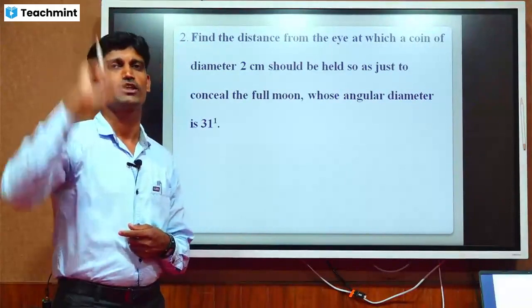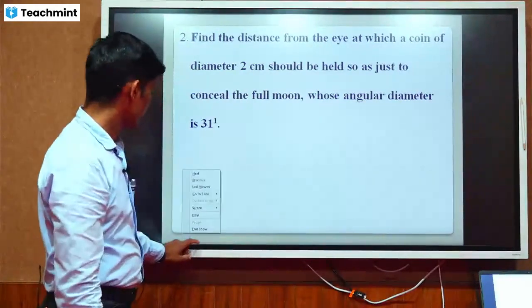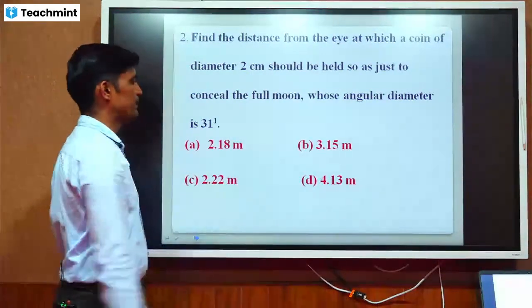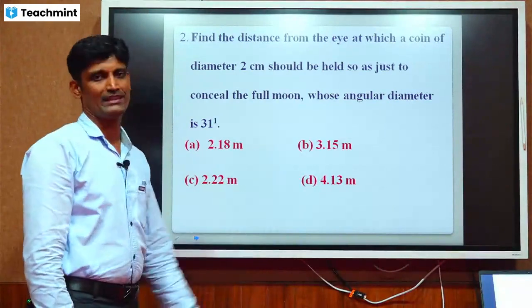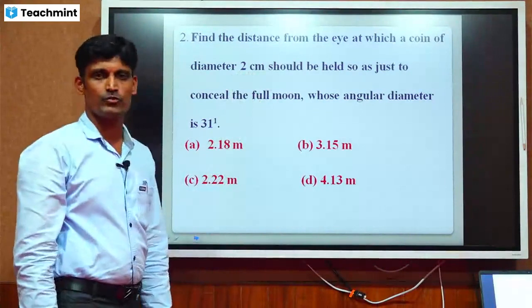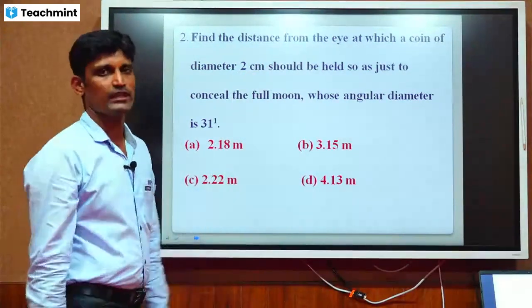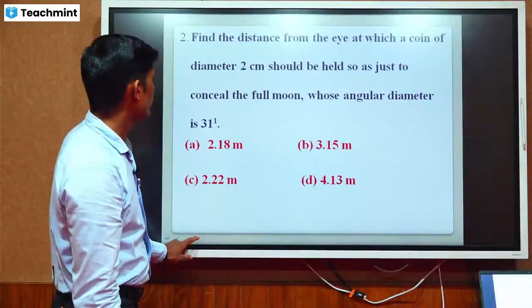Where diameter of the coin is 2 centimeter. The answers are 2.818 meter, 3.15 meter, 2.22 meter and 4.13 meter. Here also the diameter of the coin is given in terms of centimeter, whereas the answers are given in terms of meter. So unit conversion is again important. Let us see the solution.